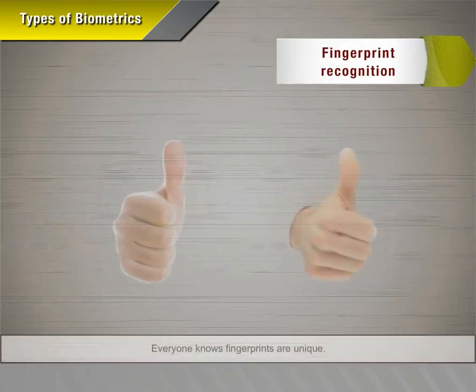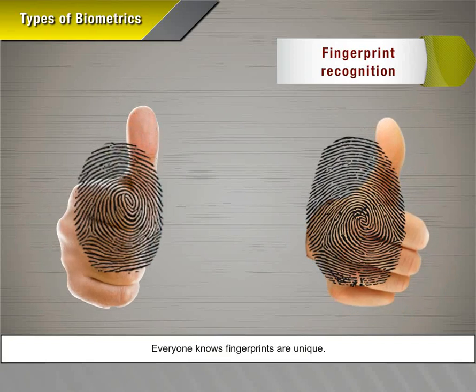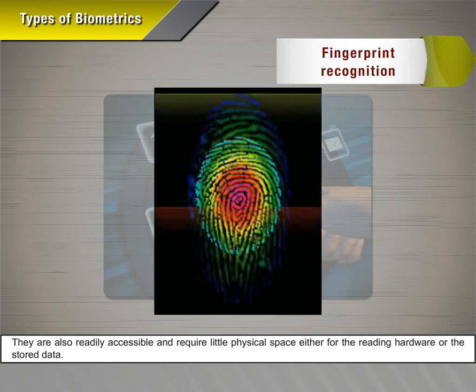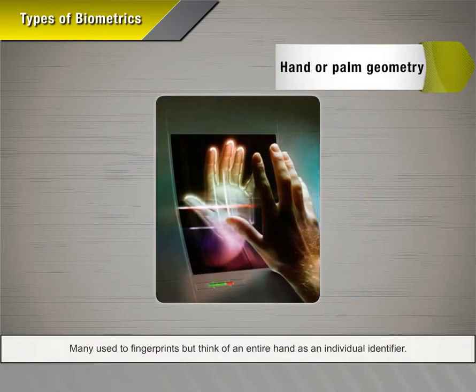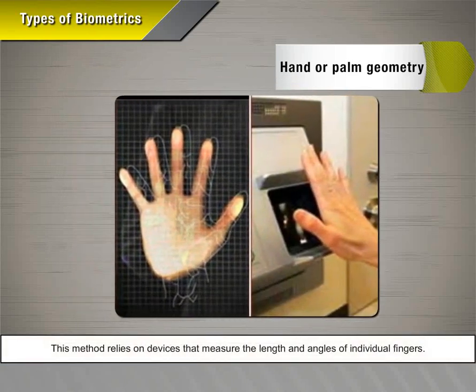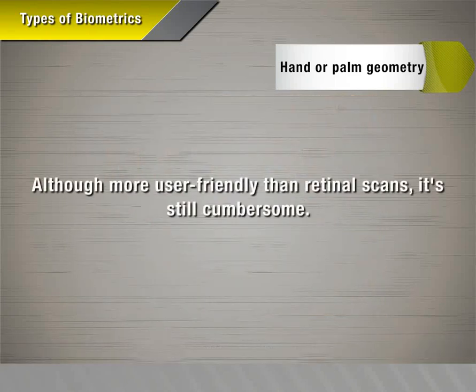Fingerprint recognition. Everyone knows fingerprints are unique. They are also readily accessible and require little physical space either for the reading hardware or the stored data. Hand or palm geometry. Many are used to fingerprints but think of an entire hand as an individual identifier. This method relies on devices that measure the length and angles of individual fingers. Although more user-friendly than retinal scans, it is still cumbersome.